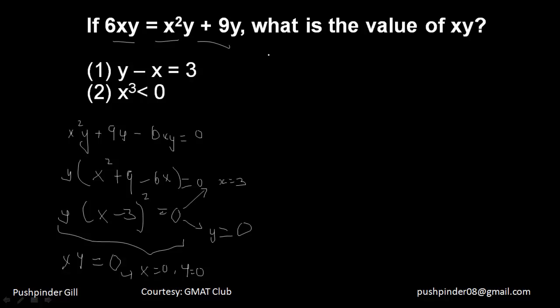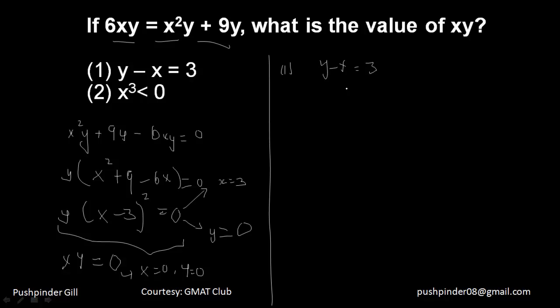So now I move to my statements. What does the first statement tell me? The first statement tells me that y minus x is equal to 3. So now I'm going to take the help of numbers to disprove. The first attack should be trying to disprove the statement rather than trying to prove it. So how can I disprove? I can disprove really easily with numbers.